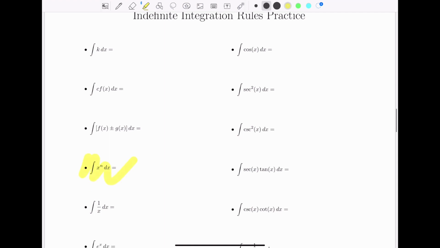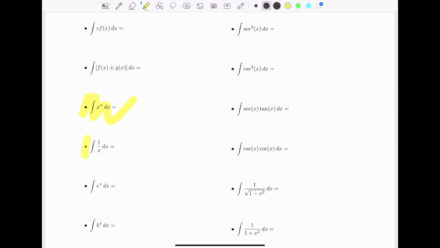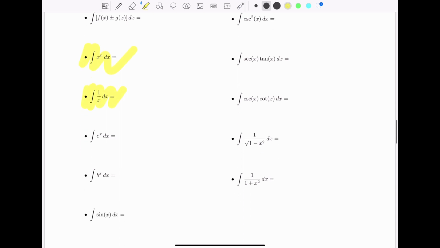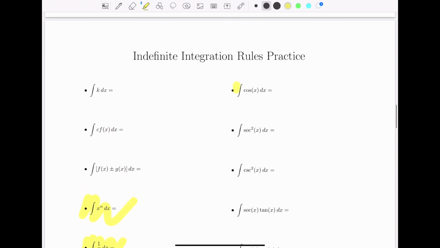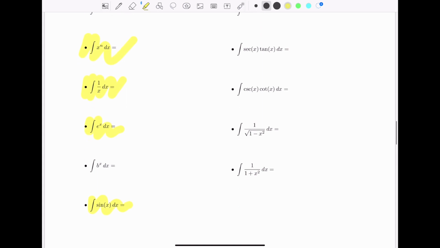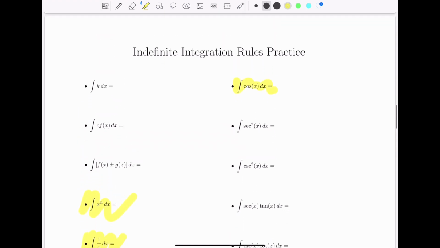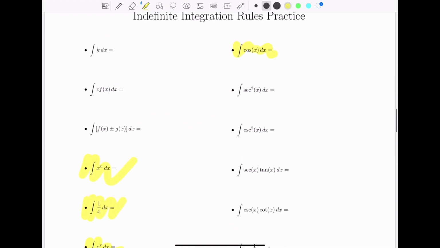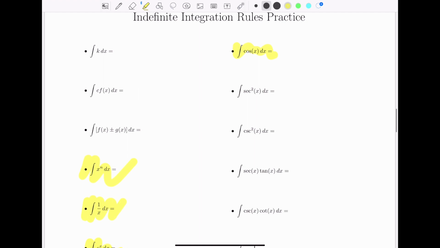We'll see the power rule quite a bit. We'll see the rule for 1 over x quite often. We'll see e to the x. We will see the antiderivative of sine, cosine, and 1 over 1 plus x squared actually shows up fairly frequently. Now, all of the other rules are important as well, but these are rules that show up very frequently, so we want to make sure that we're very comfortable with them.